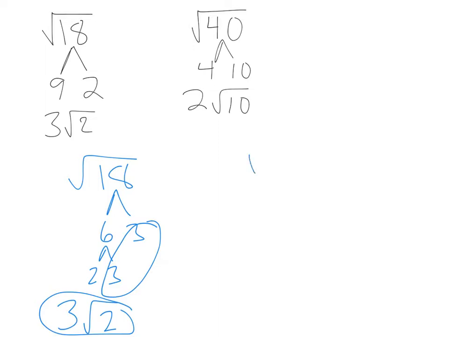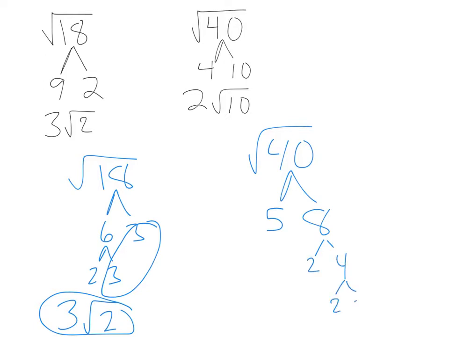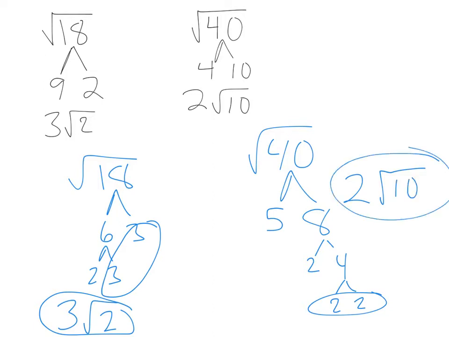Same would apply for square root of 40. A lot of times people will pick 2 numbers that are very close together. You know, there's multiple ways to start this one. Well, let's say we got 5 and 8. This would be 2 and 4, 2 and 2. Oh, got a pair. So I got 2 square root, because the pair of 2's came out. I'm left with the 5 and the 2 multiplied together, which gives me 10. All right, same answer as before, just a slightly different approach.